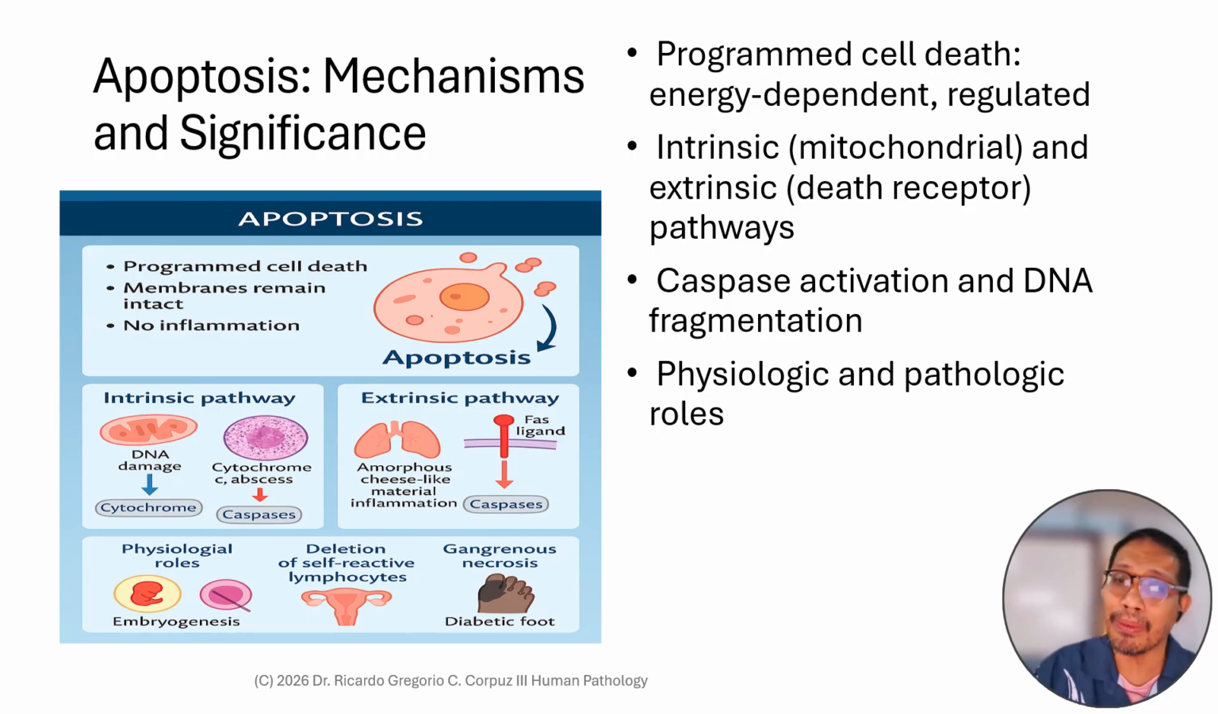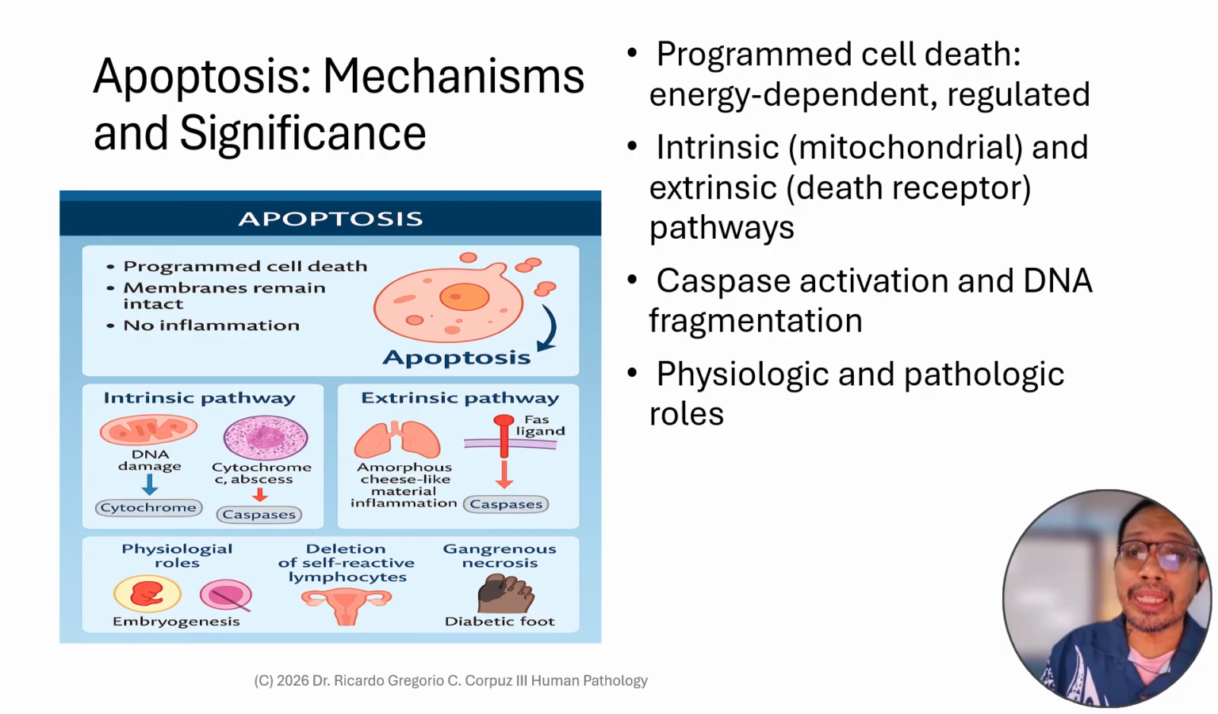The extrinsic pathway, on the other hand, is initiated at the cell surface through death receptors, such as the FAS receptor and the TNF receptor family. When these receptors bind their ligands, they recruit adapter proteins that activate caspases directly, and this pathway is especially important in immune regulation, including the elimination of harmful or unnecessary lymphocytes.